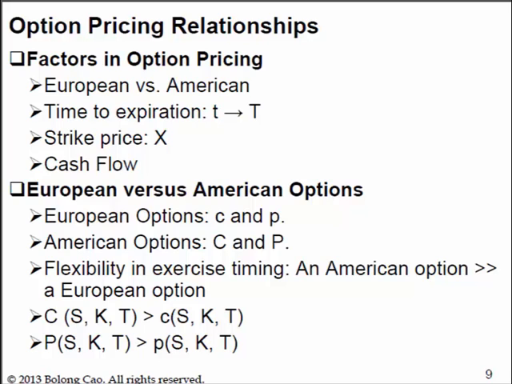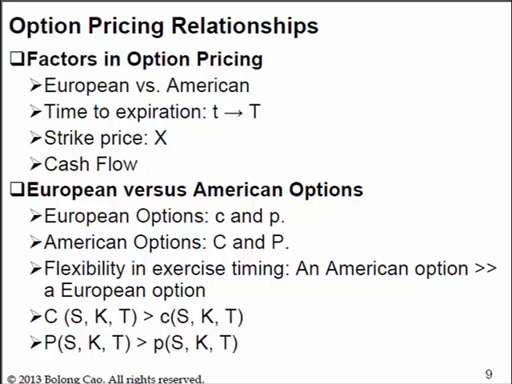Also influencing the early exercise decision is cash flow. The cash flow to the underlying, or the cash flow for the delivered asset. In a call option, you deliver cash for the underlying stock, so there can be interest paid on the cash that they're going to pay. And that actually influences the early exercise decision.